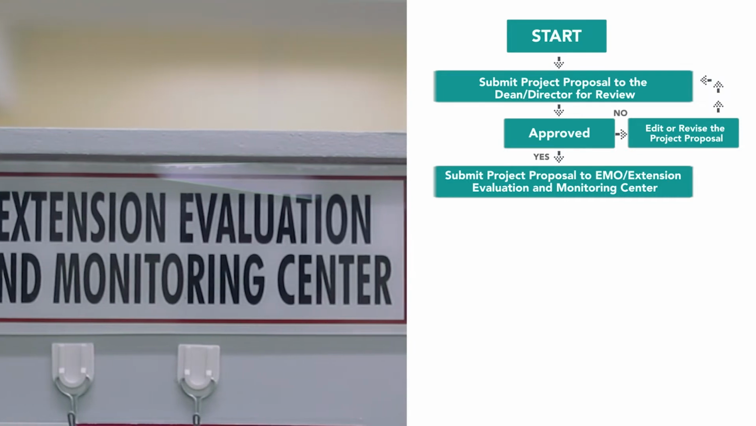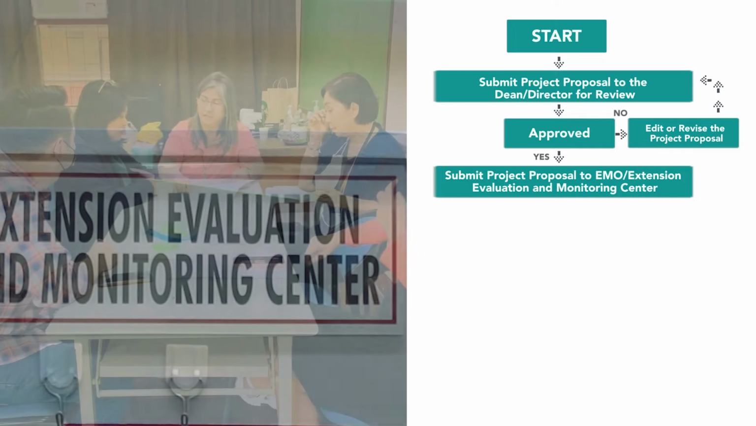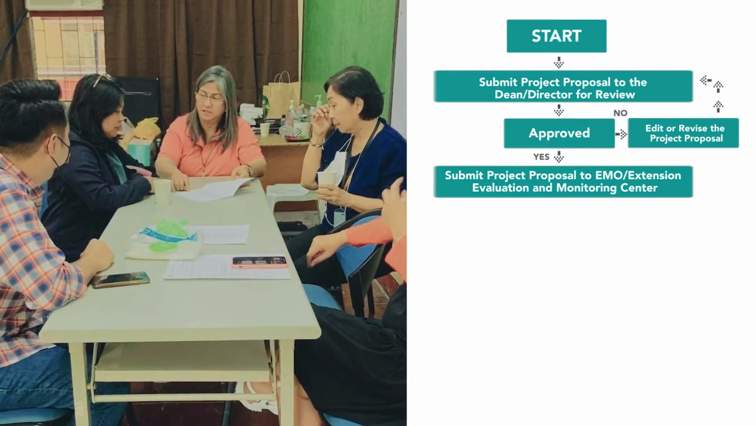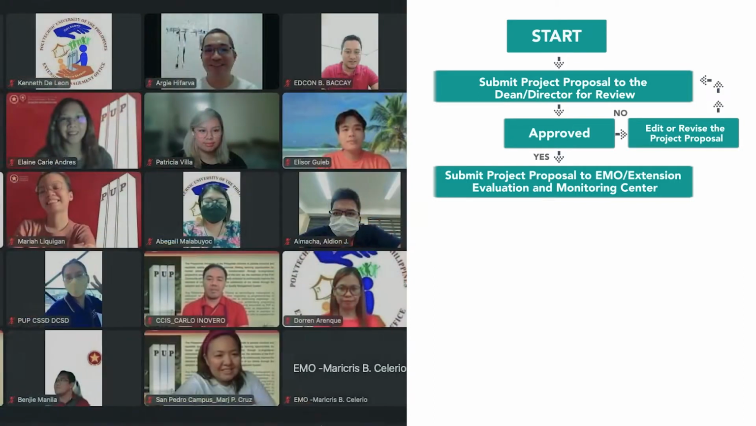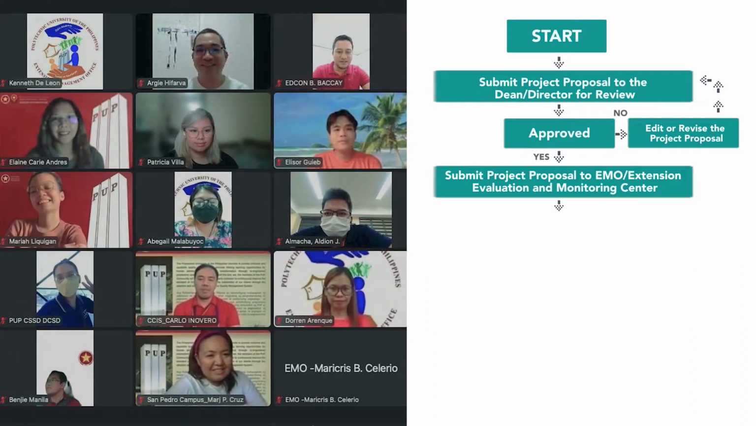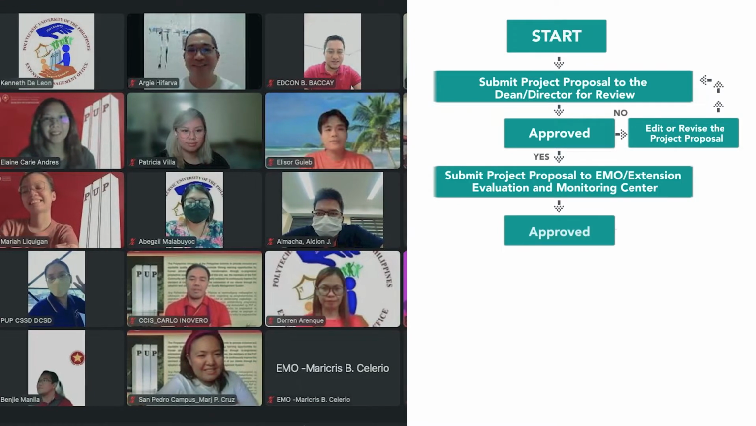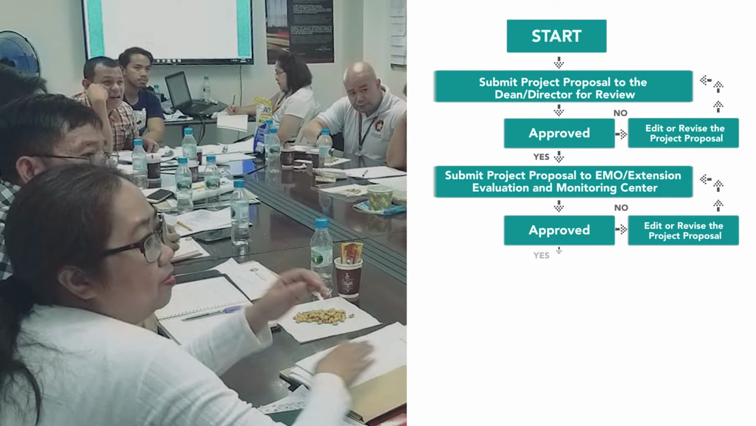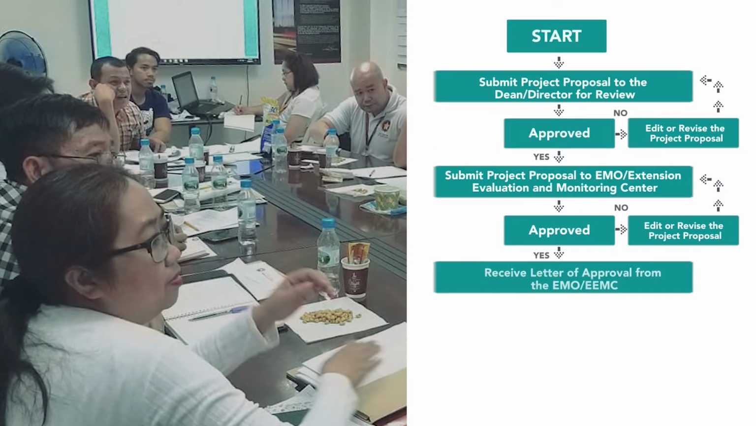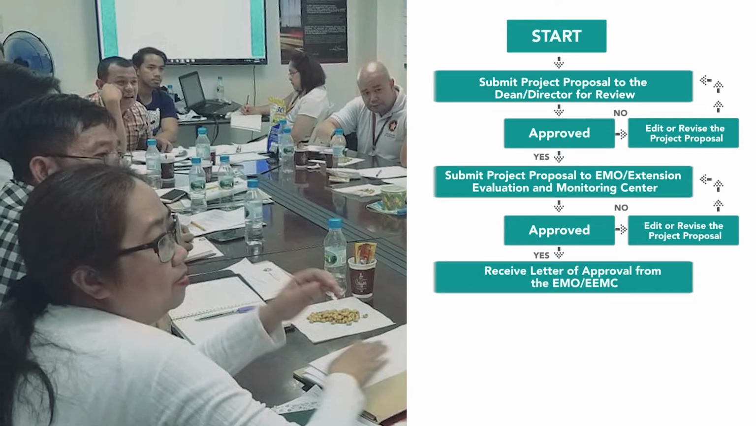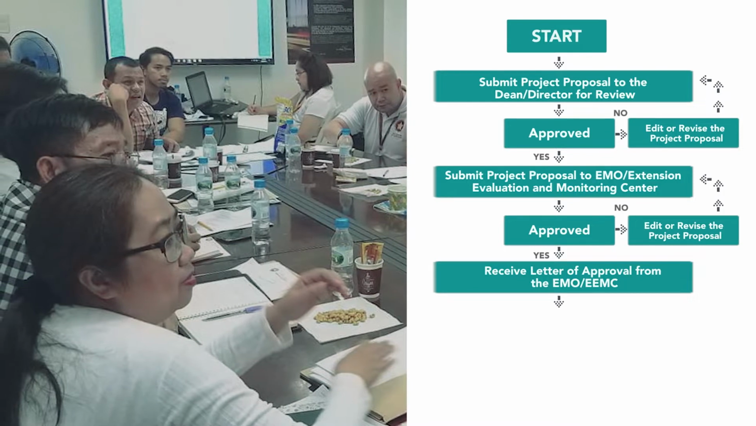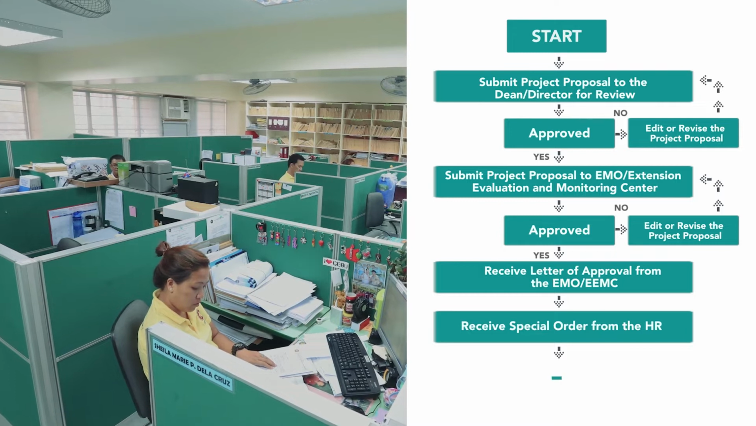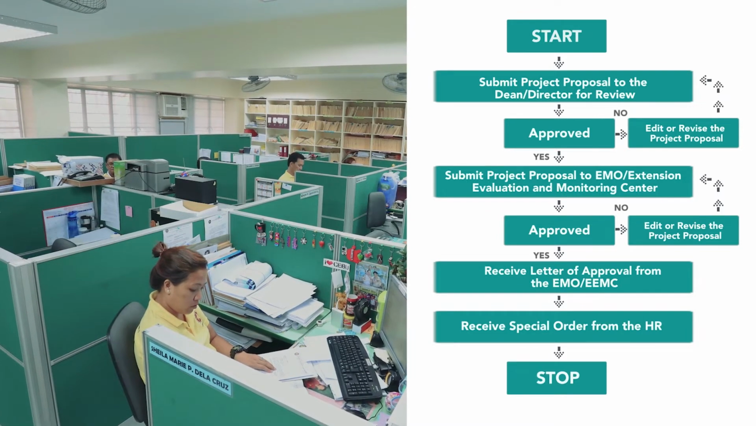The EEMC chief notifies the extension team of the schedule of their proposal presentation to the Extension Project Proposal Evaluation Committee, or EPPEC, and the status of the project proposal. The proposal is returned if there are needed revisions. If the proposal is approved, the extension team receives a letter of approval from the Extension Management Office and an endorsement for the issuance of a special order from the Human Resource Management Department immediately follows.